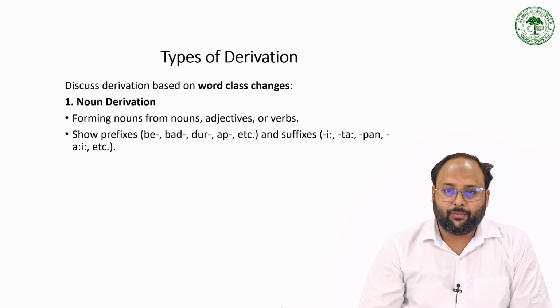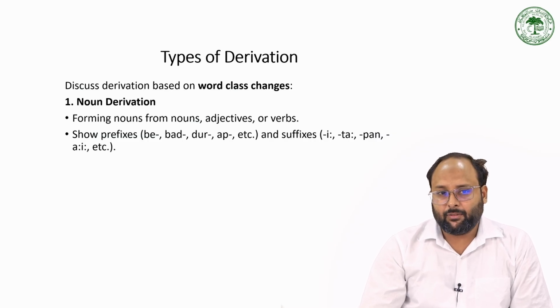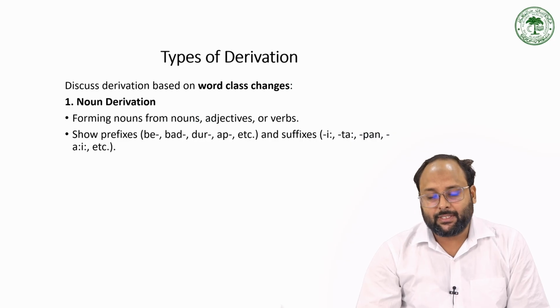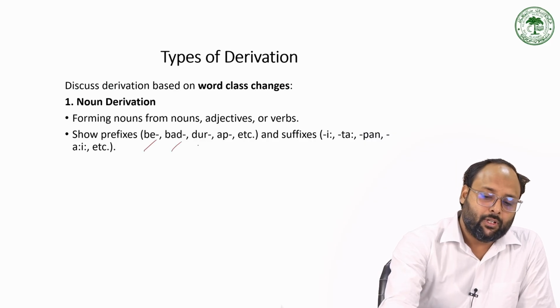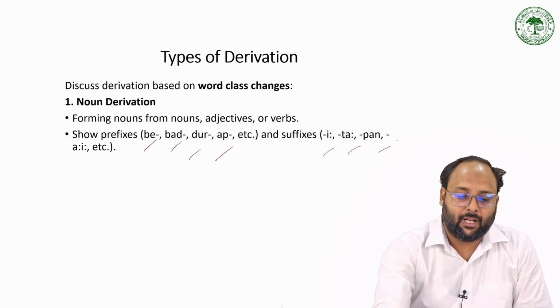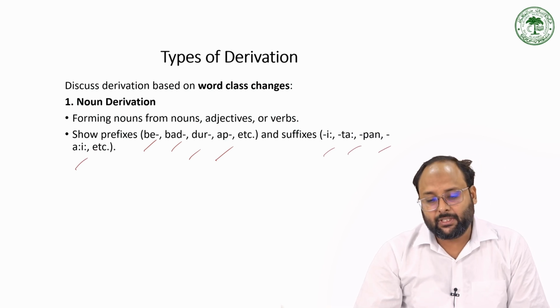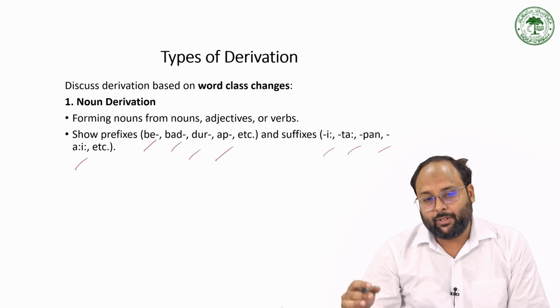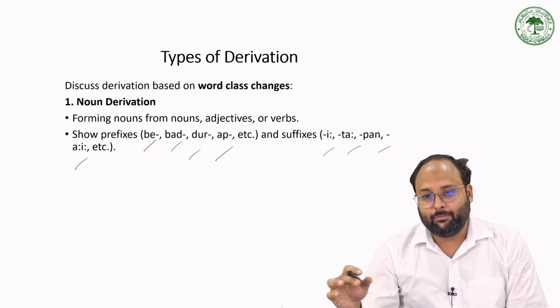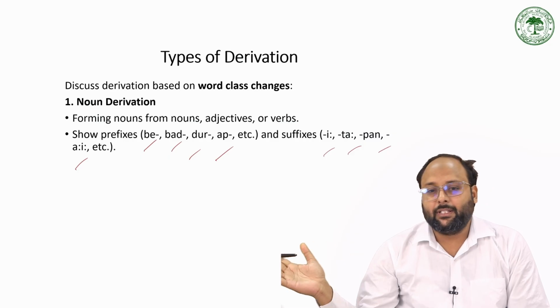In the types of derivation, we have some types like the non-derivation, which we have already discussed. We can create nouns by some prefixes like be, bad, dur, ab, and by suffixes like i, ta, pan. These are the suffixes that we use to create nouns. Nouns can be created from nouns, from adjectives and from verbs. Sometimes from a noun we are creating another noun.